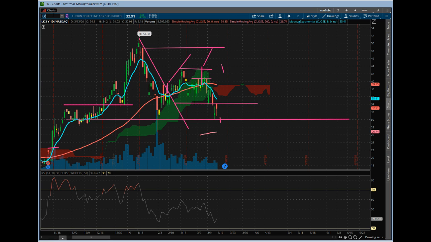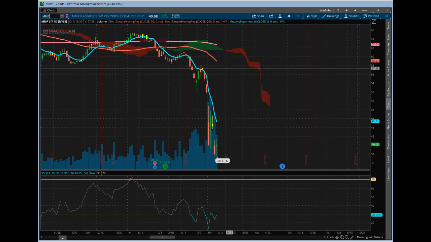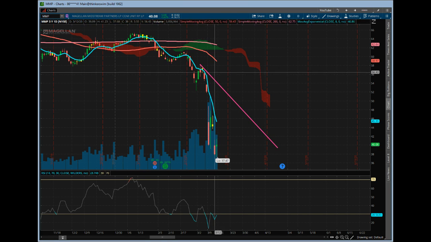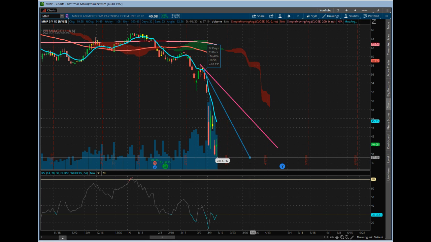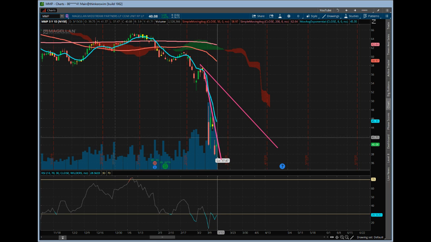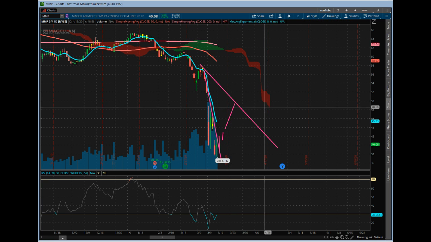Let's take a look. MMP, Magellan Midstream Partners. Very similar stuff to what we're seeing across the board, just bearishness. It's got some pretty tight trend lines right here. It's really close to it. Let's see if we can get above it and confirm with some increased volume to get up to the next level. Otherwise, bearish until proven otherwise.